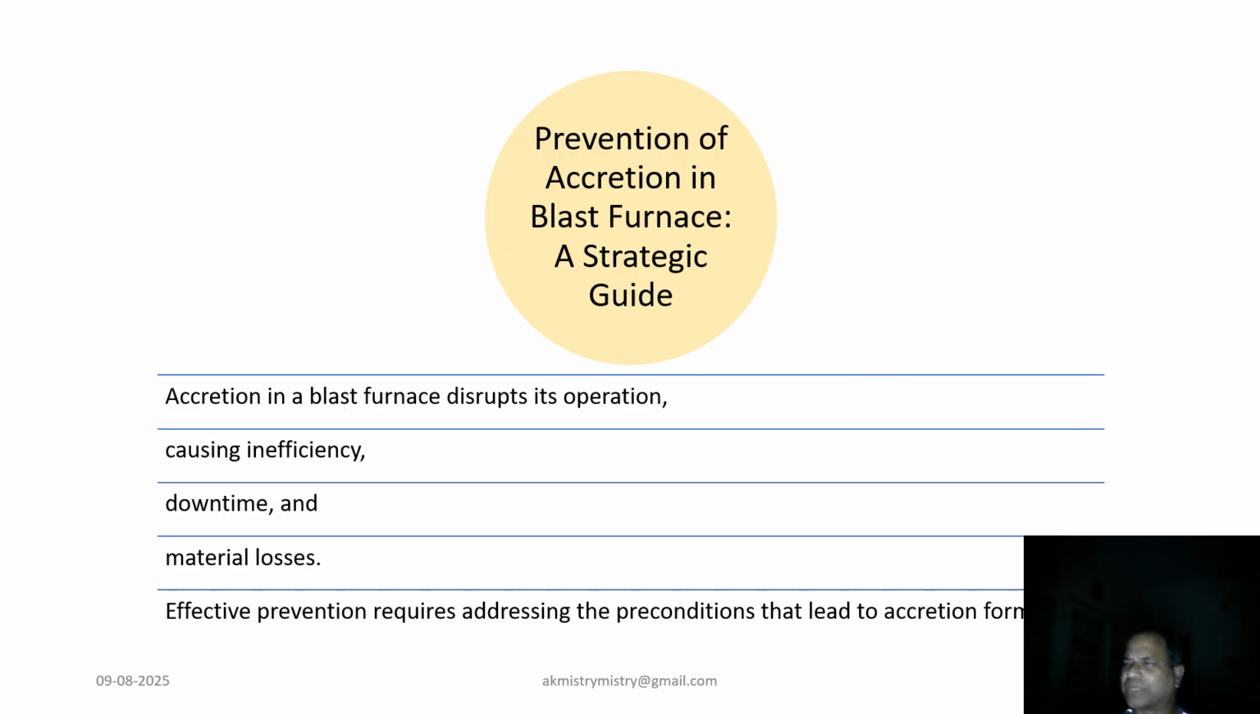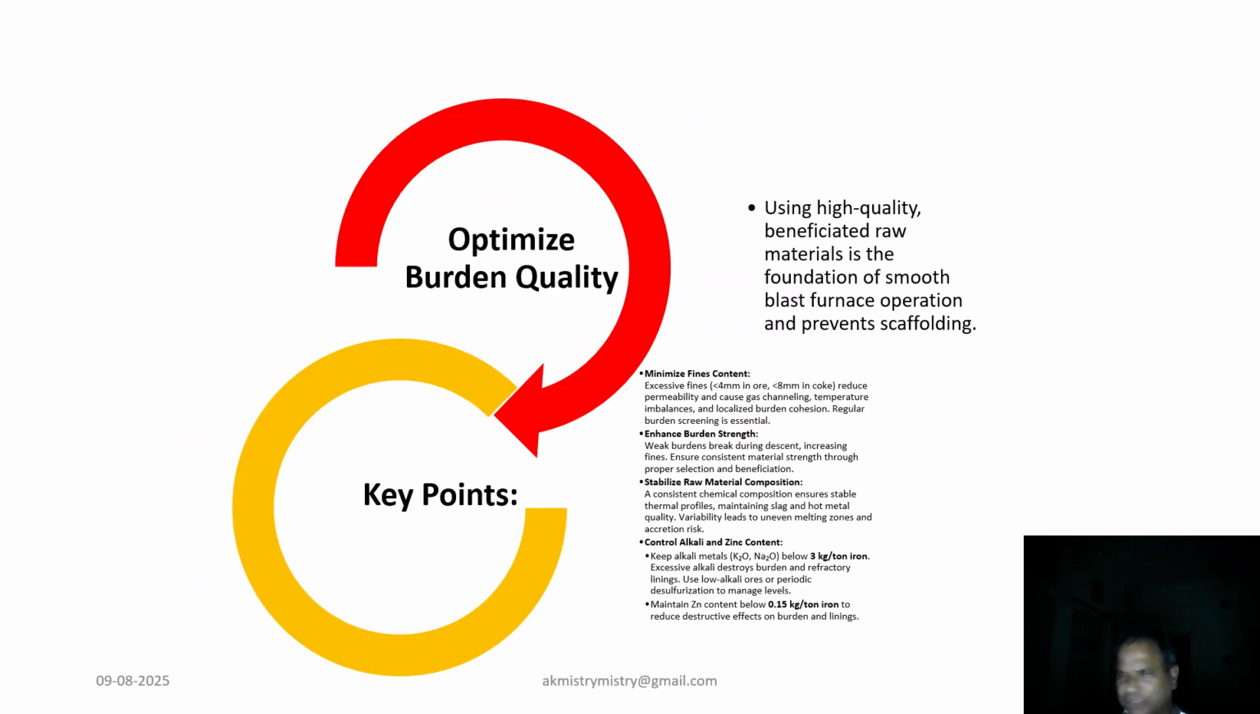We will start by looking at how to optimize burden quality, which is the foundation for smooth blast furnace operation and helps prevent a scaff, or we can say the specific scaffolding. Now coming to the slide, which is about optimizing burden quality, and it also shows why optimizing burden quality is paramount. First, we must minimize fines content.